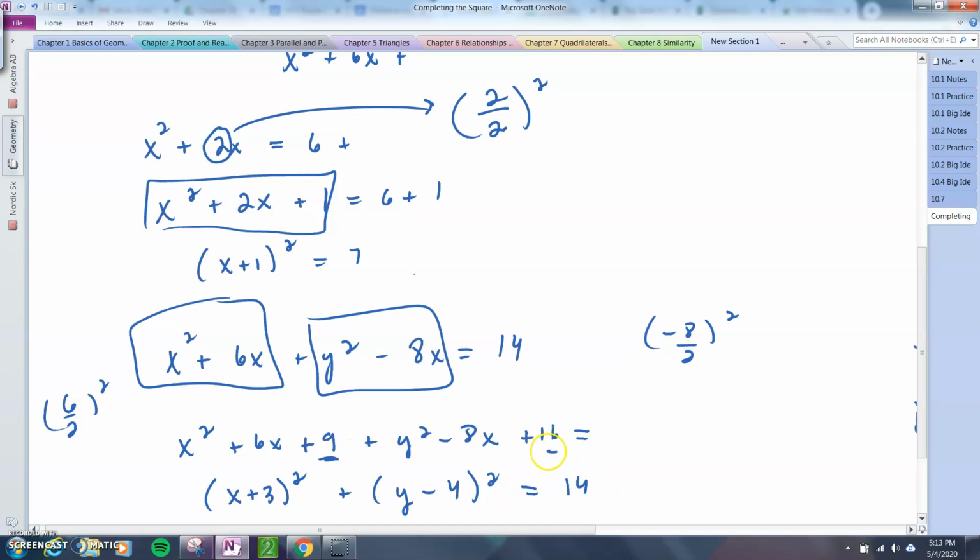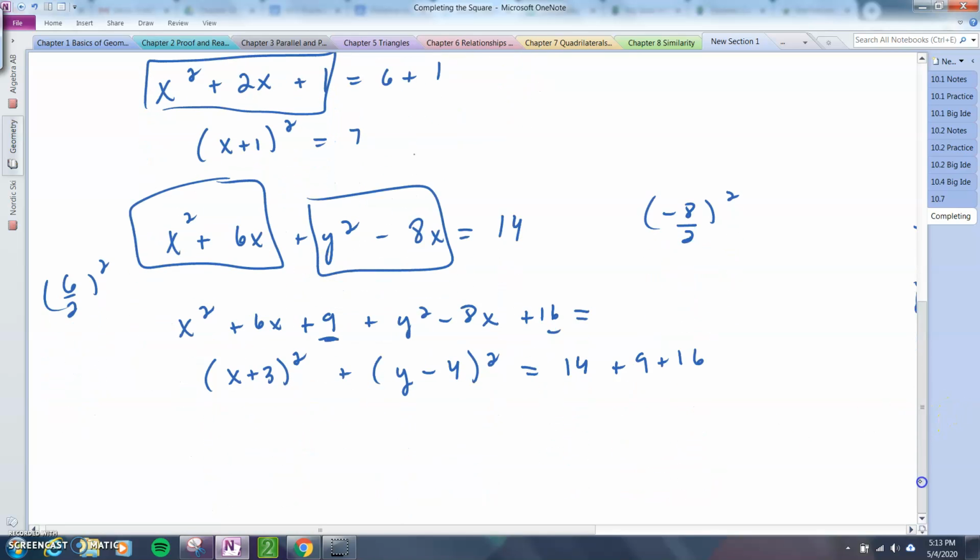But remember, I added a 9 and a 16. So I have to do the same thing to this side. So that's 25 plus 14, which is 39.